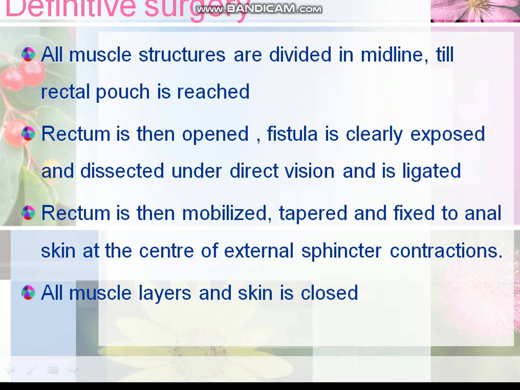So we were discussing the definitive surgery. In the definitive surgery, the child is placed in prone position with the pelvis elevated, and we will do a midline incision extending from the mid sacrum to the anal site. After that, we will dissect all the muscle layers till the rectal pouch is reached.